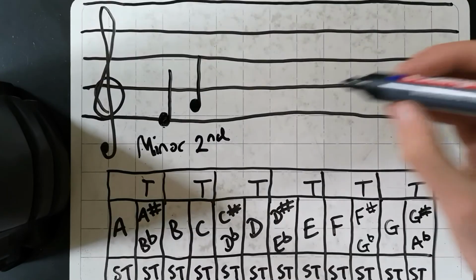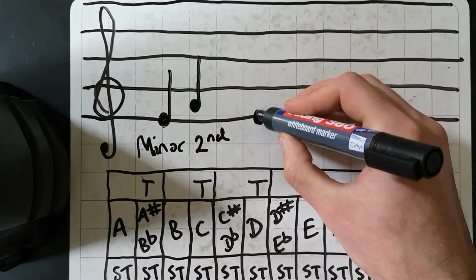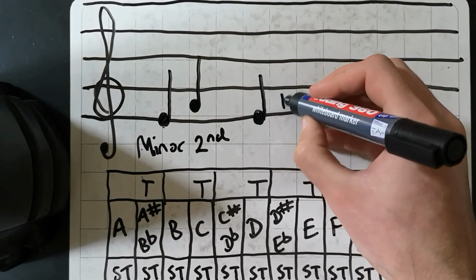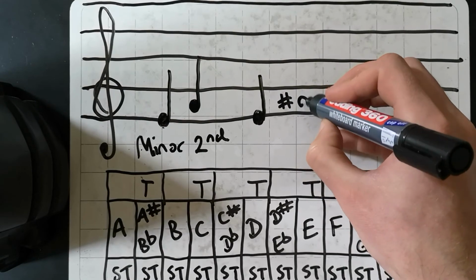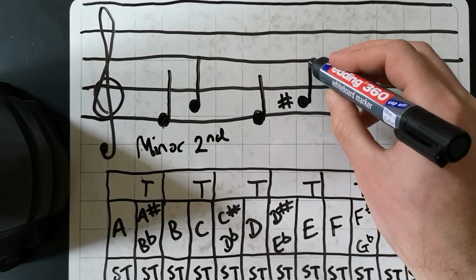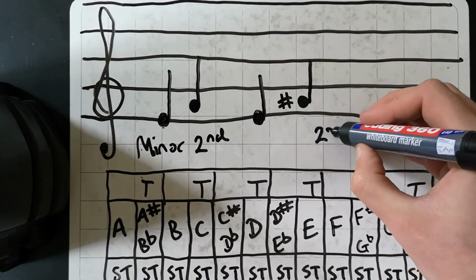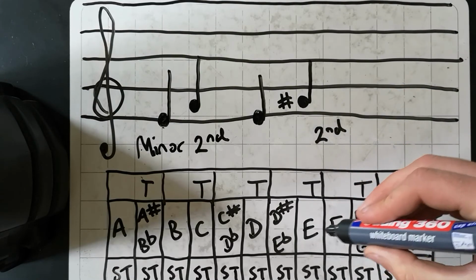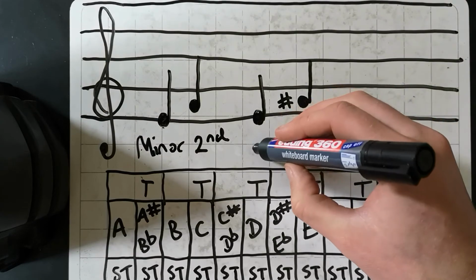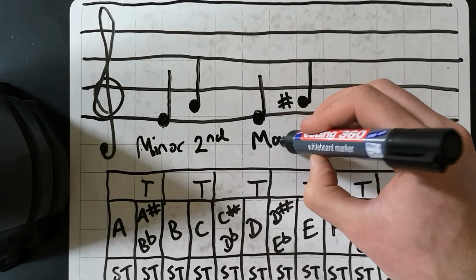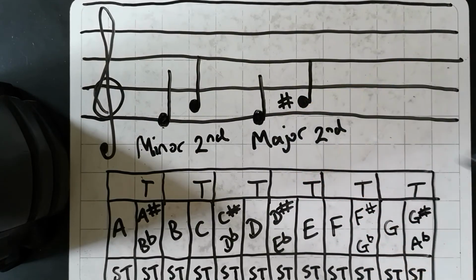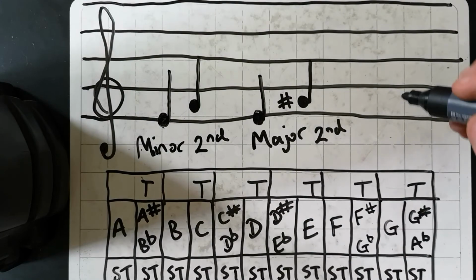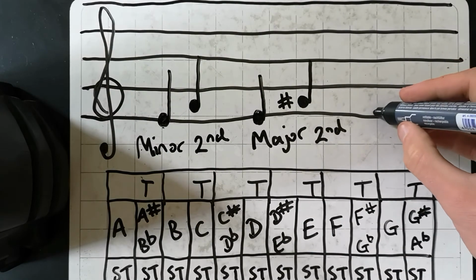If I'd given you the 2 notes of E and F sharp, again, you draw them onto your stave. You'll be able to tell me again that it is a second. But from E to F sharp is not a semitone, it is 2 semitones, it's a tone. So that would make that a major second.